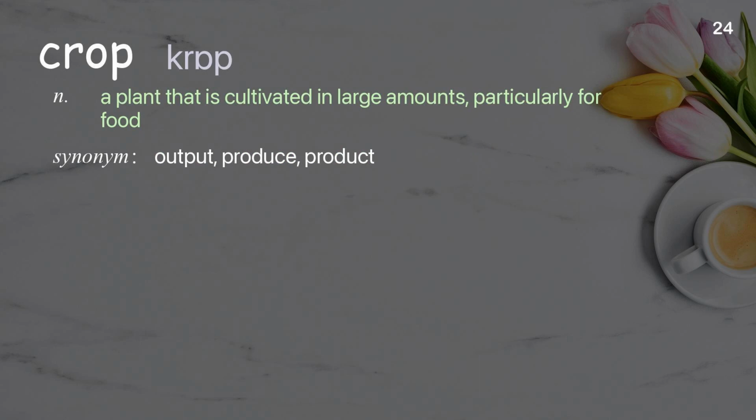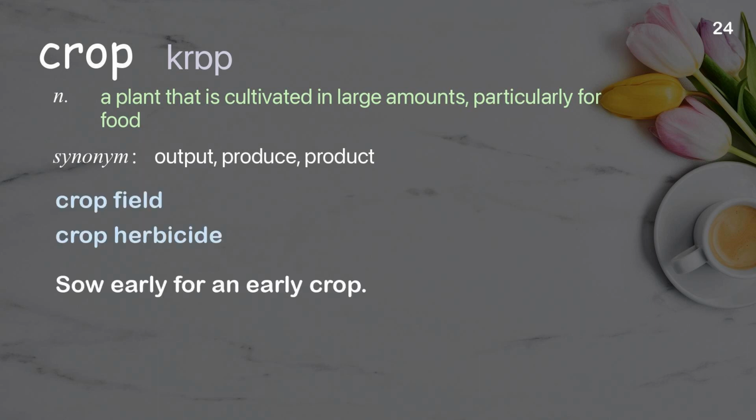Crop: a plant that is cultivated in large amounts, particularly for food. Examples: crop field. Crop herbicide. Sow early for an early crop.